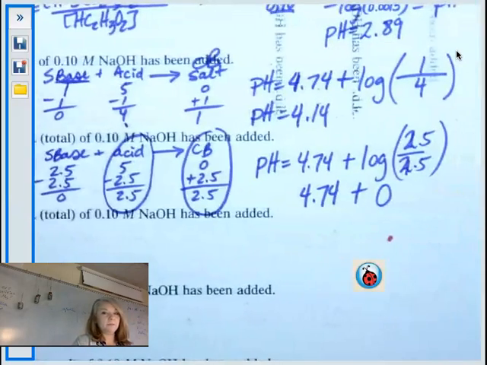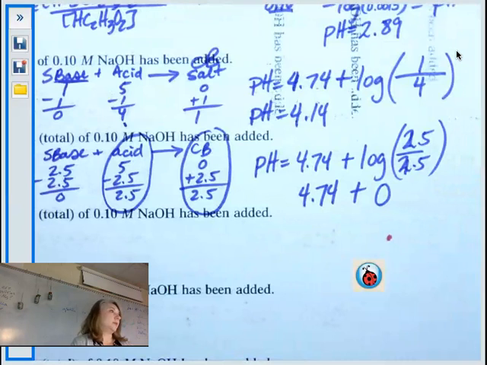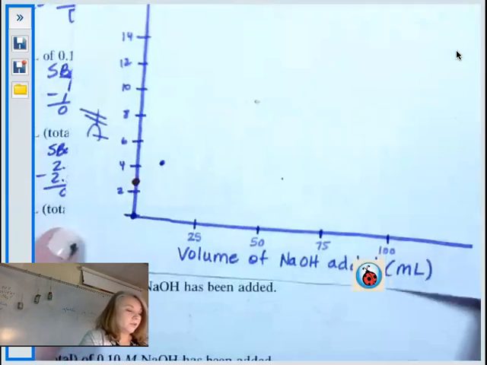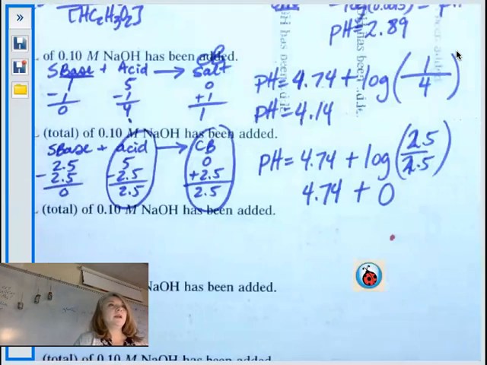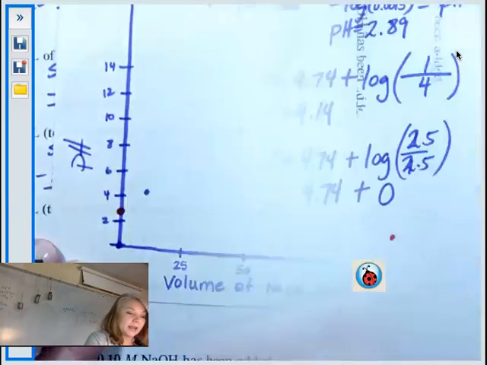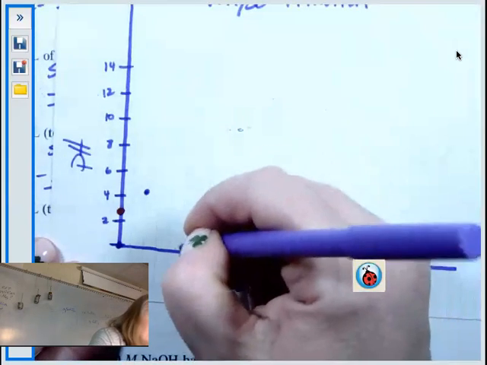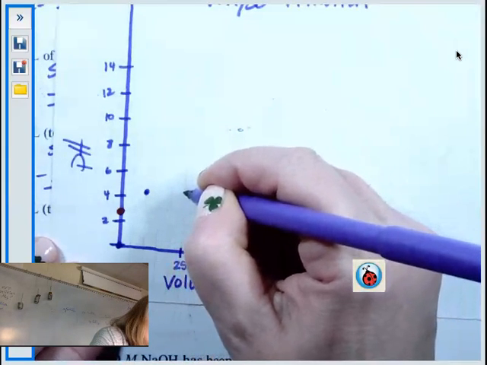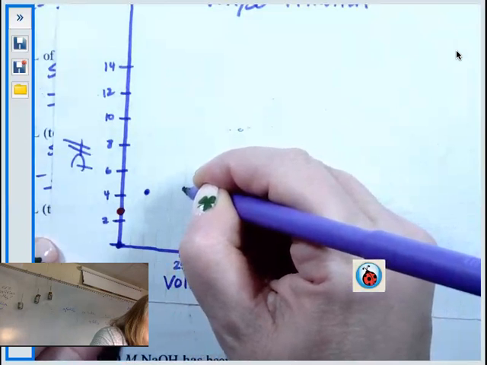No, it's not going to be 7 at the equivalence point. We'll see why. So 25 mils, and our pKa was 4.74. And so we haven't made it to 5. Here we are, right there.